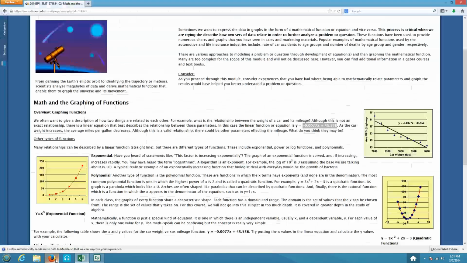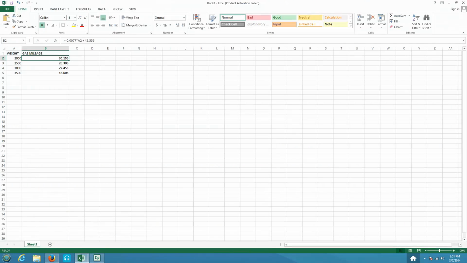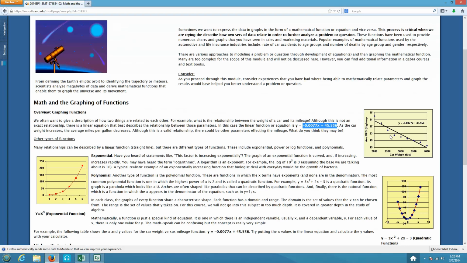Okay, so back to the original problem. That's what this is talking about. It's just giving us a formula to go from weight to miles per gallon on the highway. Let's see if that matches up with our graph that they have here. It looks like it does. 2,000, and I got 30 point something, and that's right here. 2,500, and I got 26 point something. Yeah, that looks like 26 point something on the graph. Great, okay, so we did the formula correctly.